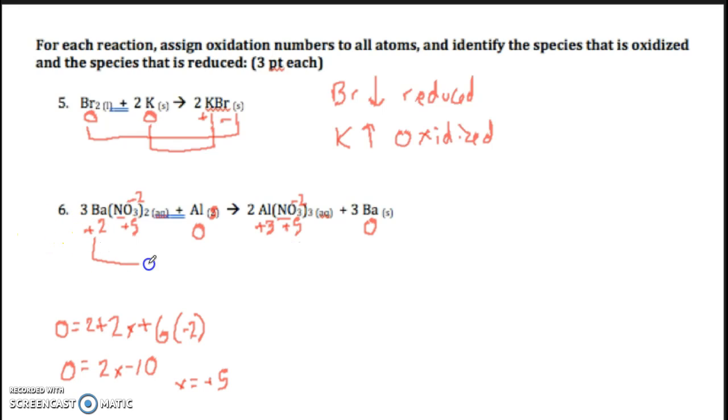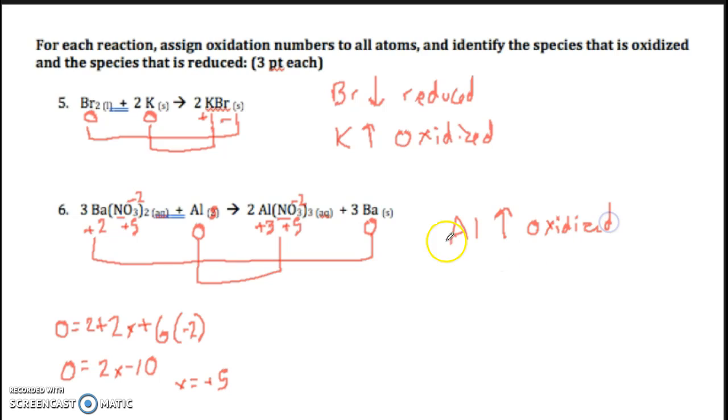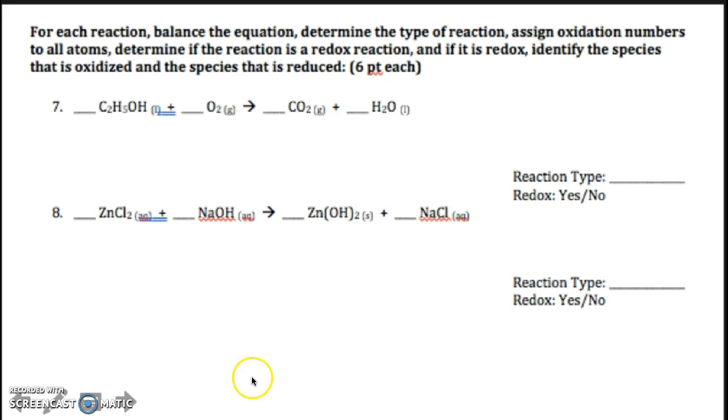Okay, so my changes were on barium there and on aluminum there. So aluminum went from 0 up to the +3, so it was oxidized, and my barium went from the +2 down to the 0, and its number was reduced. Okay, the next ones I asked you to balance these and then identify the reaction type, whether or not it was redox, assign oxidation numbers, all that stuff.